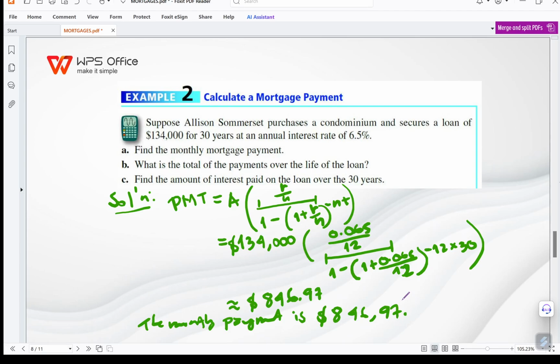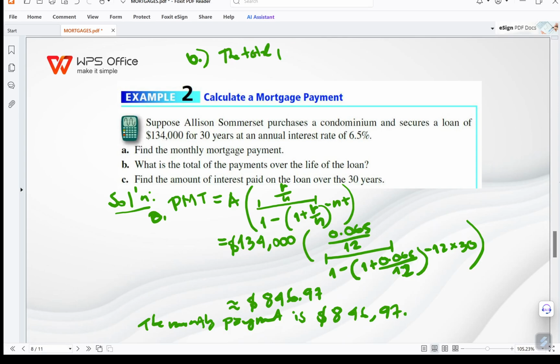So letter B, what is the total of the payments over the life of the loan? To determine the total of the payments, multiply the number of payments, 360, by the monthly payment. Okay, so letter B is quite easy. We need to know how much Allison will pay per month, and we know that is $846.97.